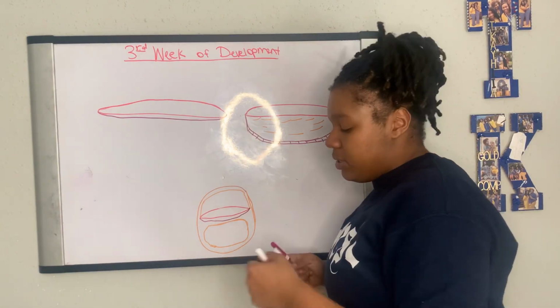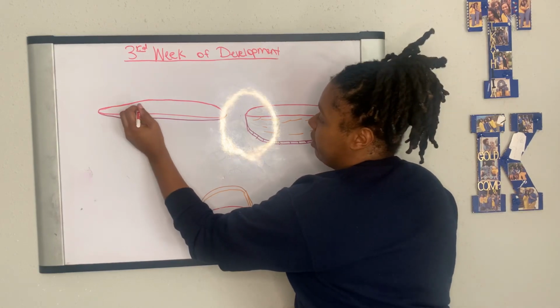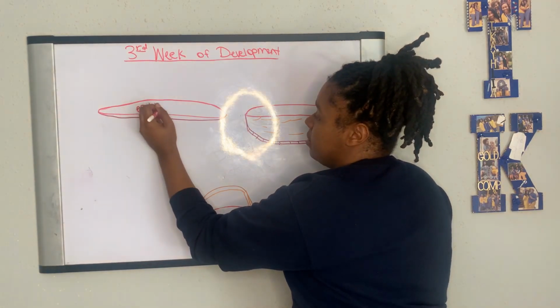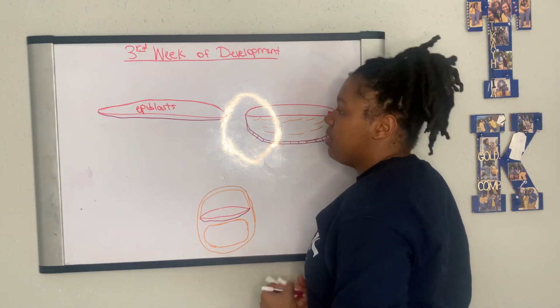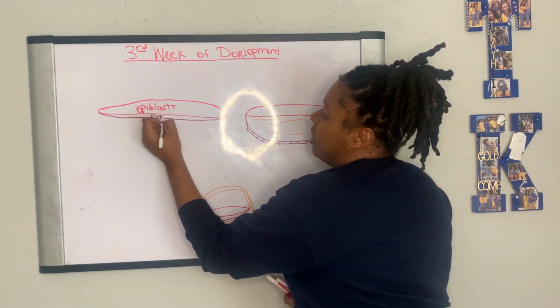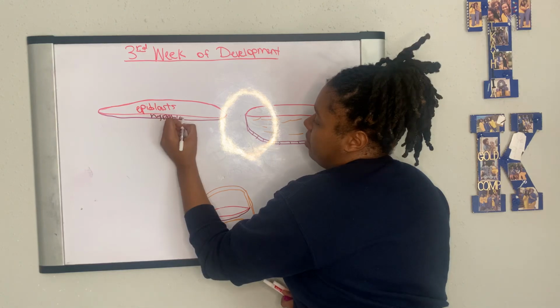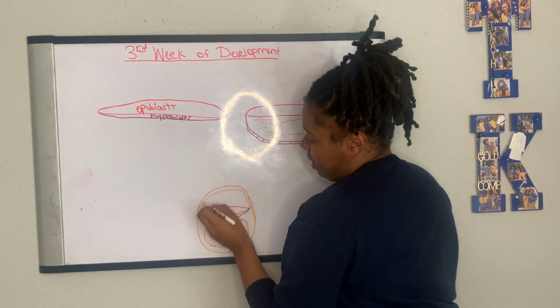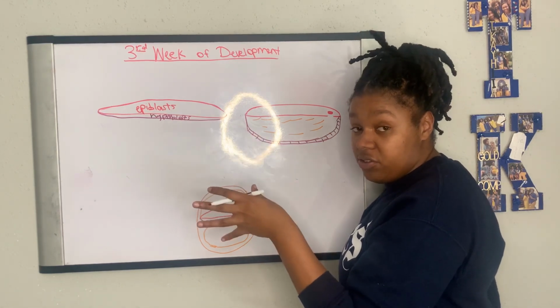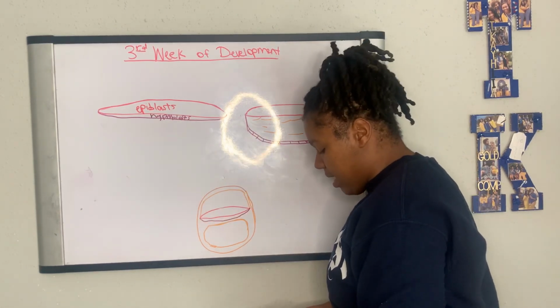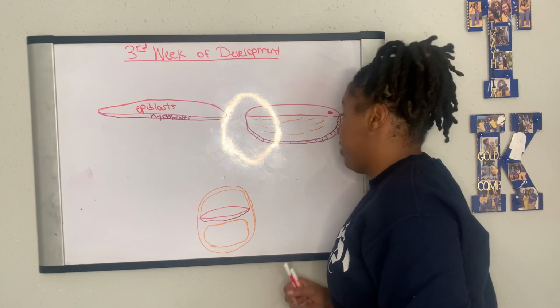So let's go ahead and label these cells as we know them so far. We know that these are our epiblast cells. And then these are hypoblast cells. That's where we're at right now. And remember, these cells on the outside, those are our trophoblast cells that will fuse together. They're called our syncytial trophoblast cells, and they play a role in that implantation phase.